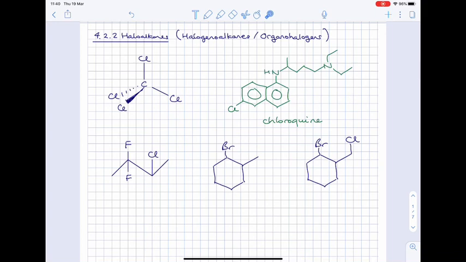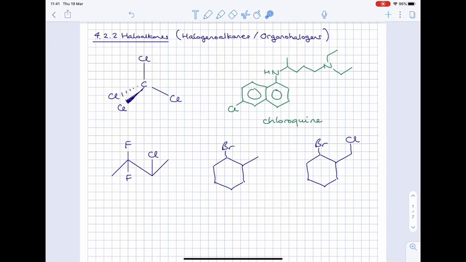Haloalkanes, as the name suggests, are organic compounds containing halogens. They can also be called halogenoalkanes or organohalogens. So you see these names in textbooks, but they all mean the same thing. They all mean haloalkanes.